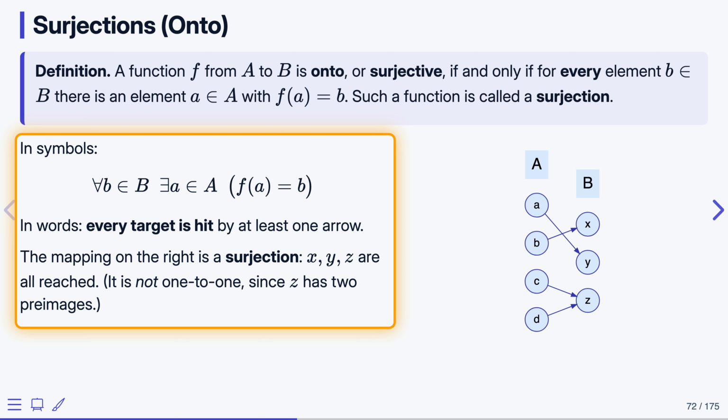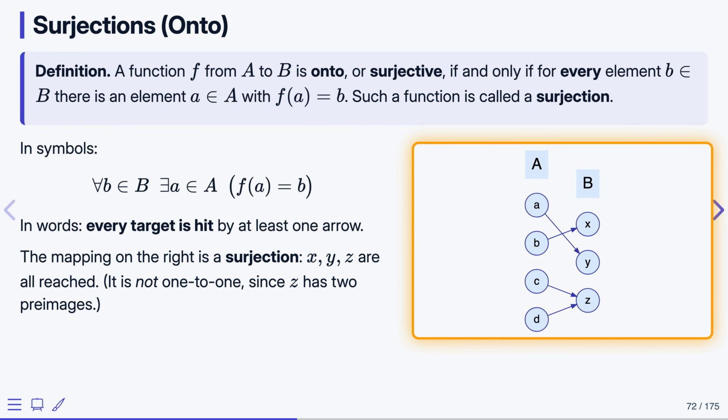In plain words, every target in B is hit by at least one arrow, and nothing in B is left out. Look at the picture. Here A goes to Y, B goes to X, C goes to Z, and D goes to Z. Every element of B, that is X, Y, and Z, receives an arrow, so this function is onto. But watch, it is not one-to-one because Z is hit twice by both C and D.